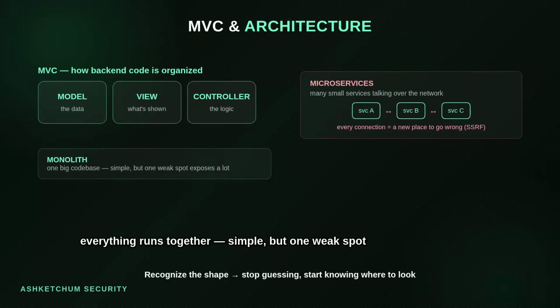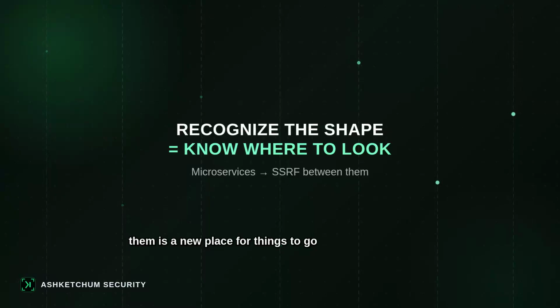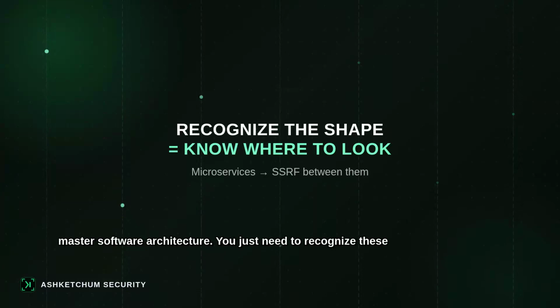Zooming out further, whole applications are structured in two broad styles. A monolith is one big code base where everything runs together, simple, but one weak spot can expose a lot. Microservices break the app into many small, independent services that talk to each other over the network, flexible, but every connection between them is a new place for things to go wrong, like server-side request forgery. You don't need to master software architecture. You just need to recognize these shapes, because the moment you understand how an app is organized, you stop guessing and start knowing where to look.